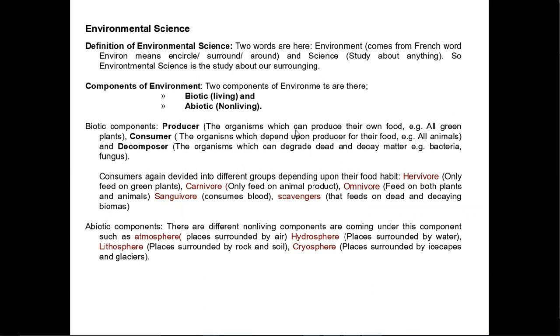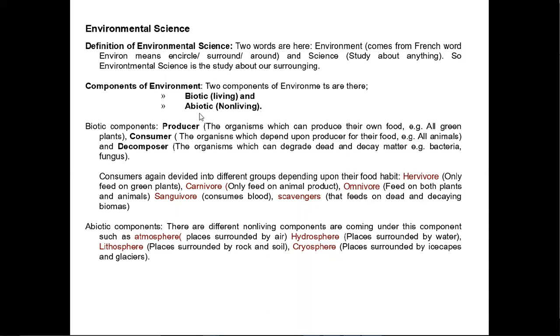And you know that there are two components of environment: one is the biotic component and another one is the abiotic component. What is biotic component? All the living things in this environment come under biotic component, and all non-living things in this environment are known as abiotic component. Examples of biotic components are all plants, animals and microorganisms. Similarly, examples of abiotic components are soil, water, air.